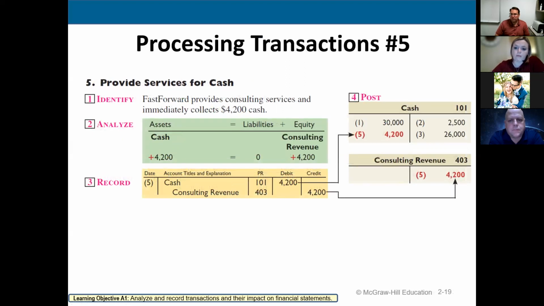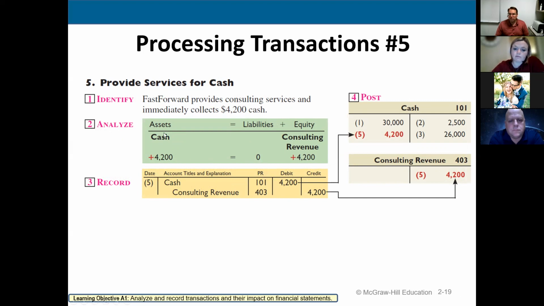We provide services for cash. That means we're doing our work and someone's paying us. And so if someone's paying us, our cash will be increasing. And our revenue, that means money we earn by doing business, will also be increasing.